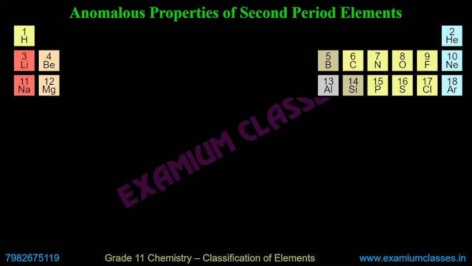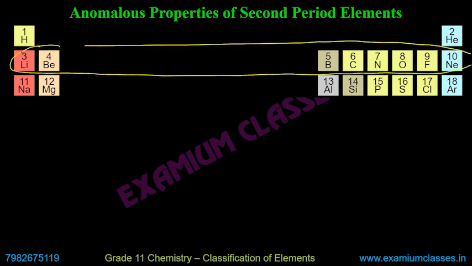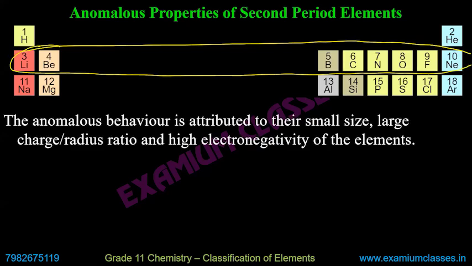Now the anomalous properties of second period elements. Many questions will appear from here. Anomalous properties, okay, these are actually the exceptions, and there are reasons for exception. So when we talk about the second period, this is the second period. The anomalous behavior is attributed to, means it is because of, their small size, large charge to radius ratio, and high electronegativity of the elements.